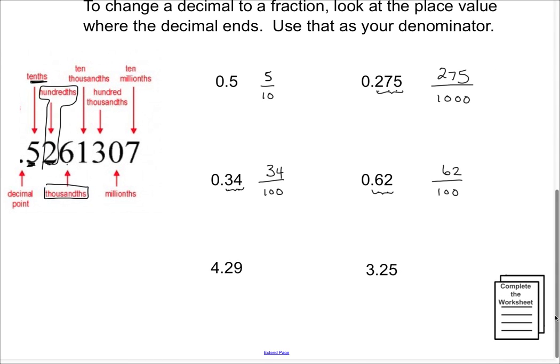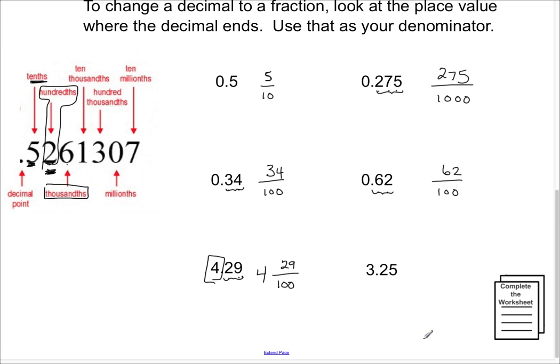Now we've got one more here. Now we've got some numbers out front. Let's not worry about them so much now. Let's take a look at how many places we have after the decimal point. So we've got 1, 2 places. 2 places after the decimal point is hundredths. So our denominator is 100, and the numbers after the decimal point are what we put on top, which is 29. Now, what do we do with this 4 here? Well, that 4 is a whole. It means 4 whole things and then 0.29 of another. So since this is a whole, we're going to put it out front, just like that.